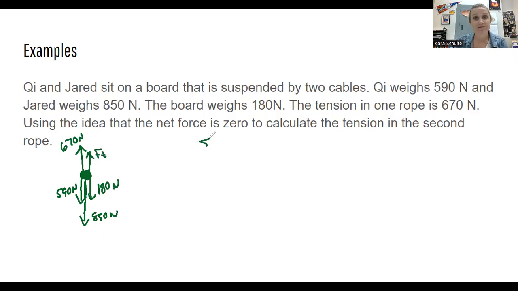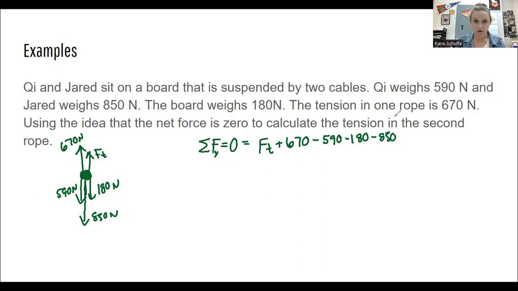So we're going to do a nice big long summation of forces. We're acting in the y direction. Sum of forces is equal to 0, which I'm going to do. I do all my positive forces first. So force tension plus 670. So those are my upwards, add, minus 590, minus 180, minus 850. So all of those add up to equal 0.